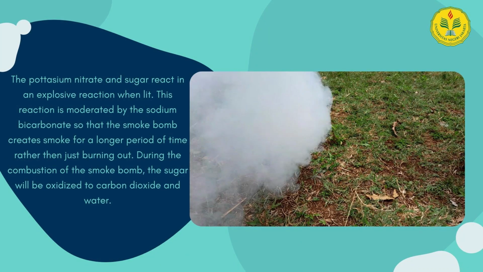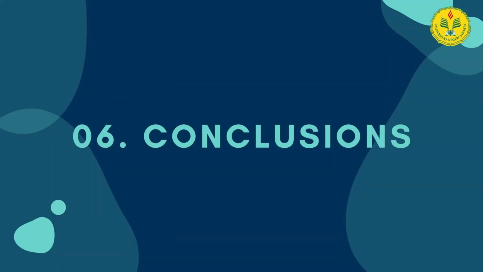Result. The potassium nitrate and sugar react in an explosive reaction when lit. This reaction is moderated by the sodium bicarbonate so that the smoke bomb creates smoke for a longer period of time rather than just burning out. During the combustion of the smoke bomb, the sugar will be oxidized to carbon dioxide and water.